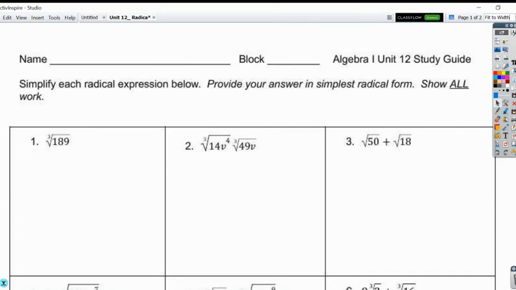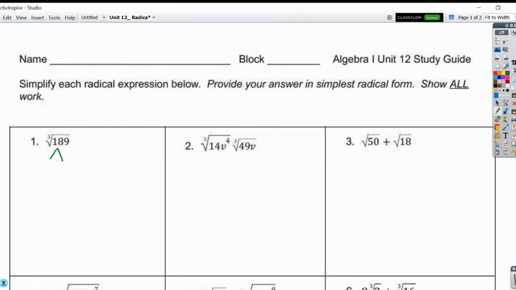Welcome. Let's dive right in with our Unit 12 study guide as we look to simplify radical expressions. So, of course, the key detail to remember when we are trying to write a radical in simplest form is that we focus on that factor tree a lot.